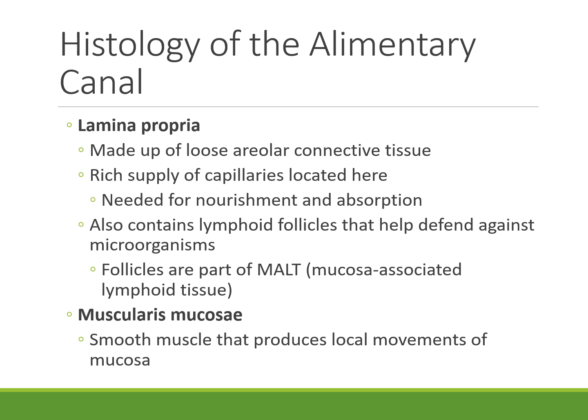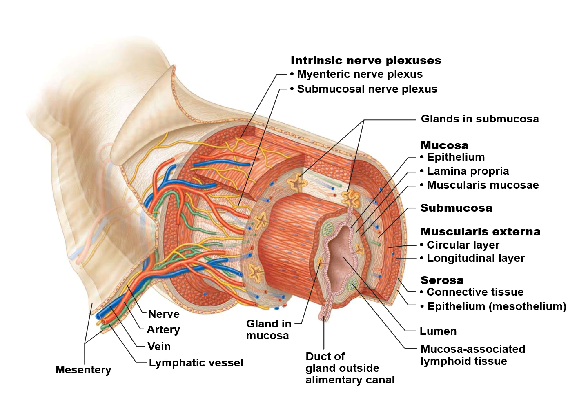Then you have, again, this very scant layer of muscle associated with this layer called the muscularis mucosa. So we have a full layer of muscle later called the muscularis externa, but this one's called the muscularis mucosa. So this is smooth muscle, and it helps to produce local movements of the mucosa. So there is that very first layer we're talking about on the inside there.